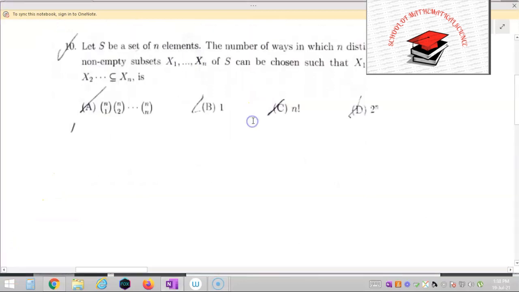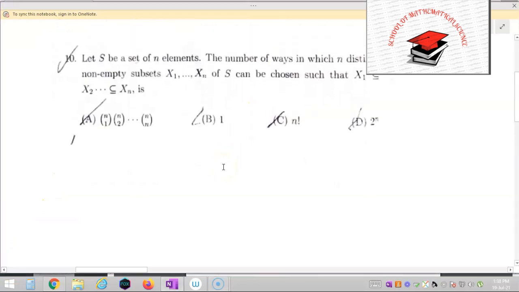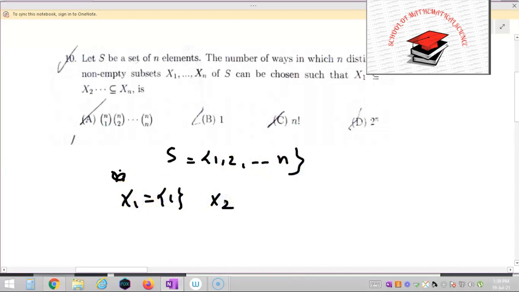Question number 10 says that S is a set of n elements, and asks the number of ways in which n distinct non-empty subsets x1, x2 up to xn can be chosen such that x1 is a subset of x2, a subset of x3, up to a subset of xn. First of all, observe that all the sets xi are distinct. Suppose the elements of S are 1, 2 up to n, and x1 contains 1. Then x2 is a superset of x1. x2 cannot be {1} as x2 is distinct from x1.